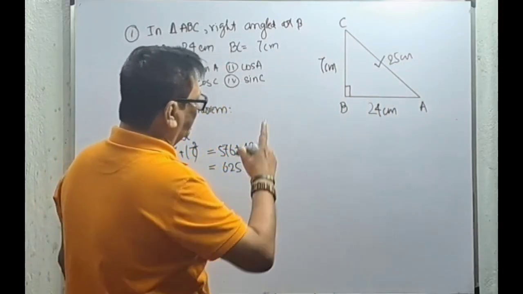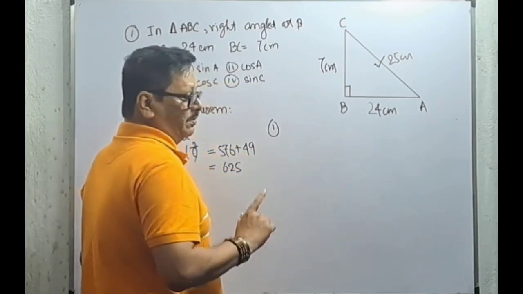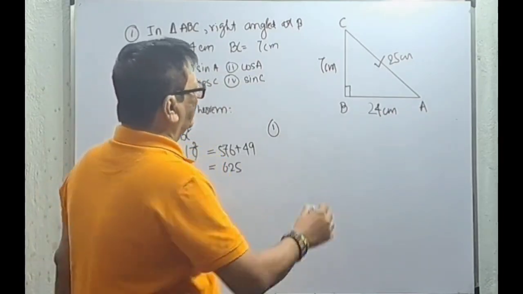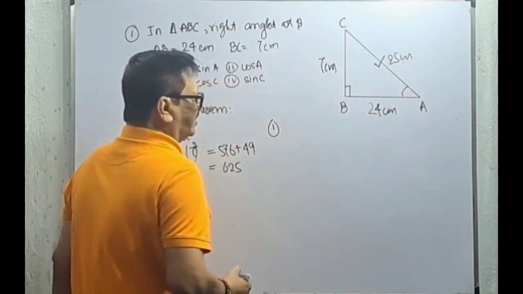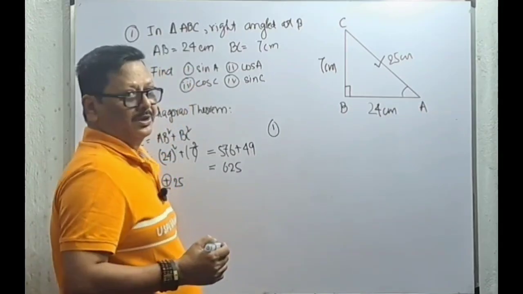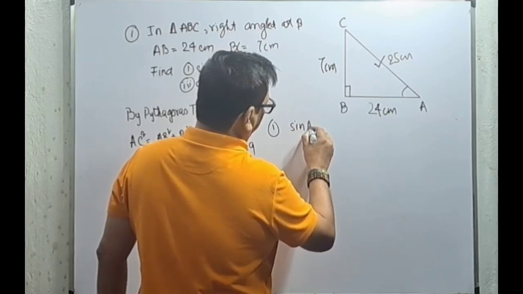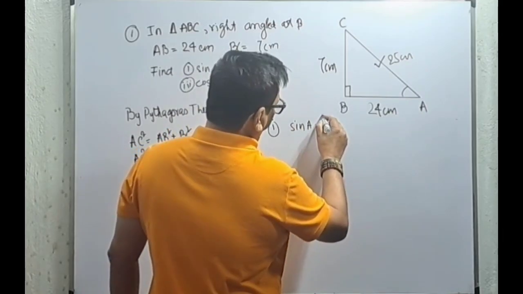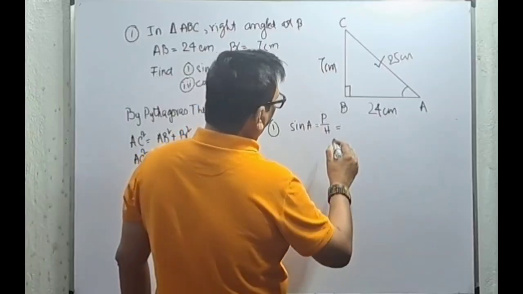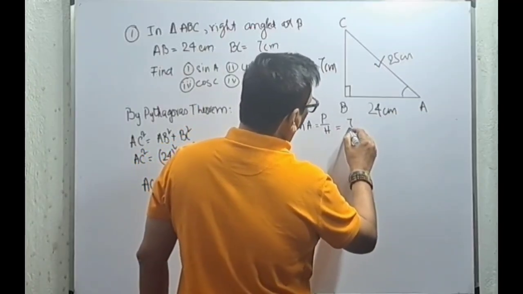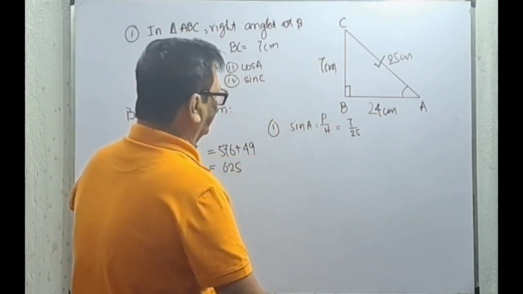Now we got to find out the ratios. First, sin A, question number 1. Now we remember sin is some people have, perpendicular by hypotenuse. Here we are considering angle A. So perpendicular here is BC and base here is AB. So sin A is equal to perpendicular by hypotenuse, that is equal to 7 by 25. Right? That's the value of sin A.